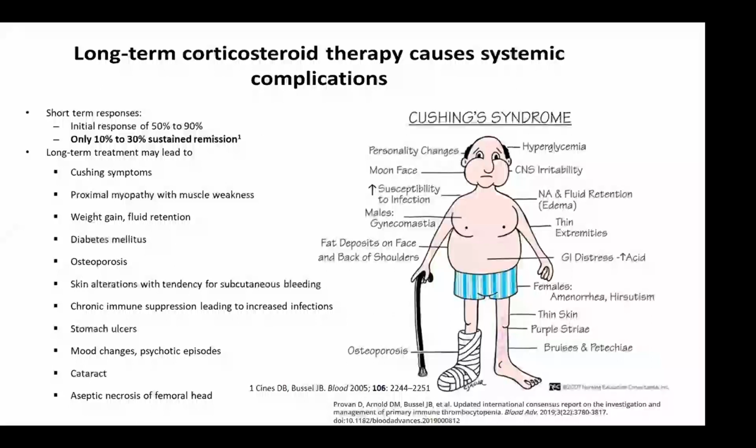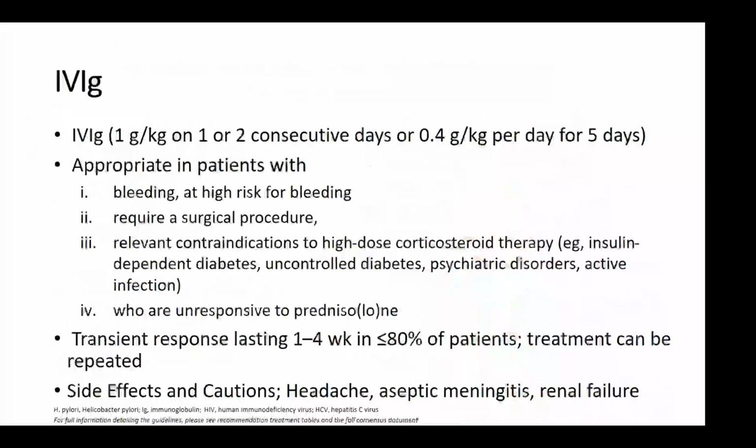The steroids have a wide range of side effects. You should be aware of side effects of steroid, like Cushing syndrome, proximal myopathy with muscle weakness, weight gain, fluid retention, diabetes mellitus, osteoporosis, tendency to bleeding, chronic immune suppression causing infection, stomach ulcer, mood changes, psychotic episode, cataract, and aseptic necrosis of the femoral head. Every physician should be aware of the side effects of steroid.